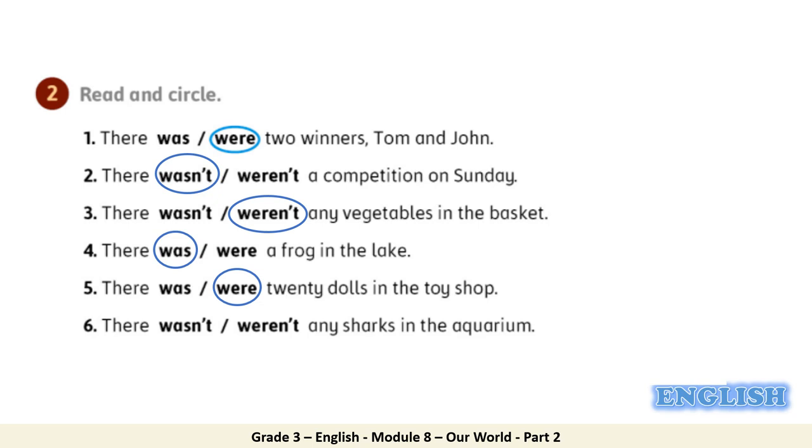The last one, number 6. There wasn't or weren't any sharks in the aquarium. Can you tell me which one is the correct verb? Excellent! The answer is there weren't any sharks in the aquarium. Can you tell me why did we choose the verb weren't? Wonderful job! We chose weren't because sharks is a plural noun. You've done a wonderful job, my dears.